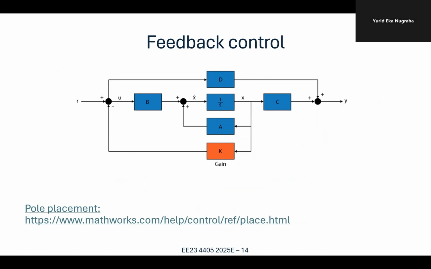So here is the application, which is the feedback control. One type of control that uses state space representation is called pole placement. So we have the pole placement here with K as the feedback gain.